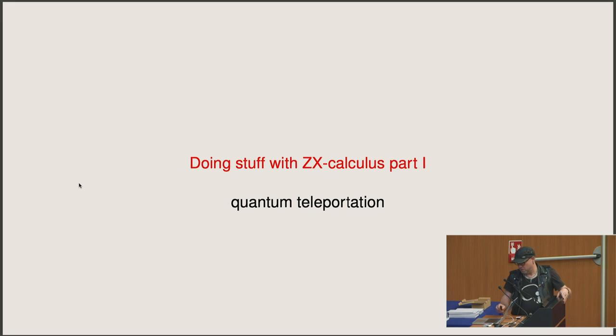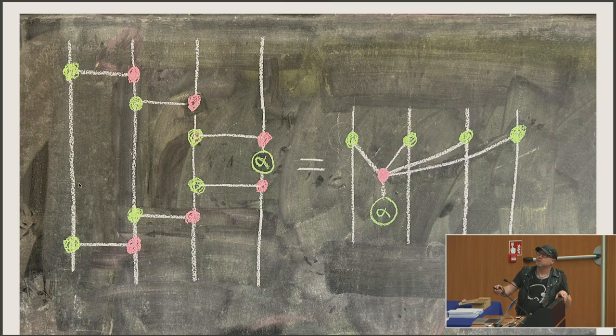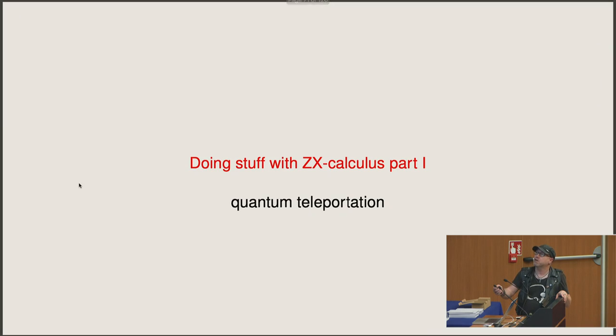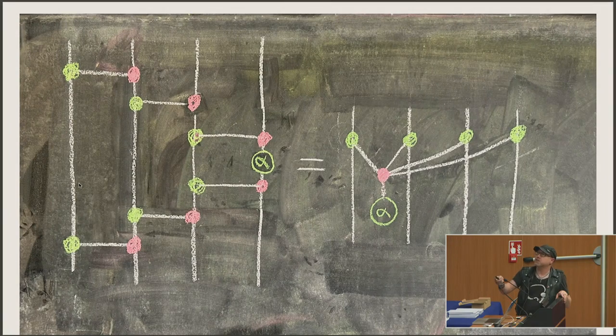Well, I mean, it can be decomposed into gates. I just showed you. This is a phase gadget, and this is decomposition.